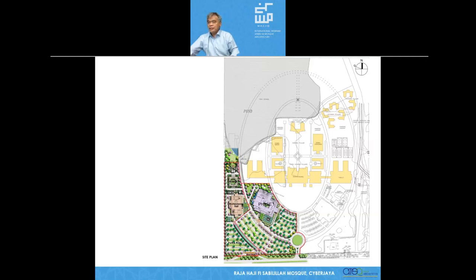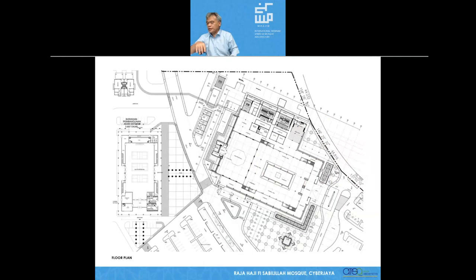So I can see the plan. It has a courtyard mosque. I wanted to design a courtyard mosque for this, and also the overspill area. The main prayer hall is air conditioned. It can fit about 1,000 people, and the rest is open space.